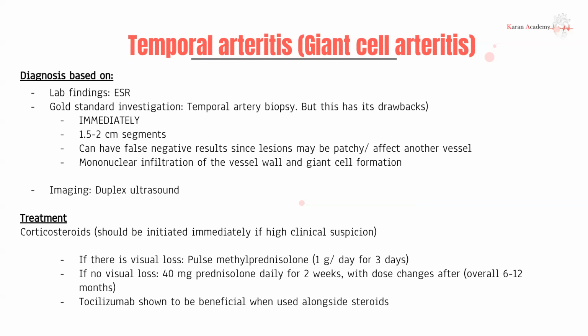In terms of treatments, corticosteroids would be the go-to choice. If you have a very high index of suspicion, you would go immediately starting them on steroids. If there's visual loss, you want to start them on pulse methylprednisolone, or methylpred, which is 1 gram a day for 3 days. You want to go really strong with this, because the odds are they might lose their vision altogether. If they have no visual loss, you can go just the oral pred route, and that's going to be 40 milligrams for 2 weeks, and then you change the dose with a total course of 6 to 12 months.